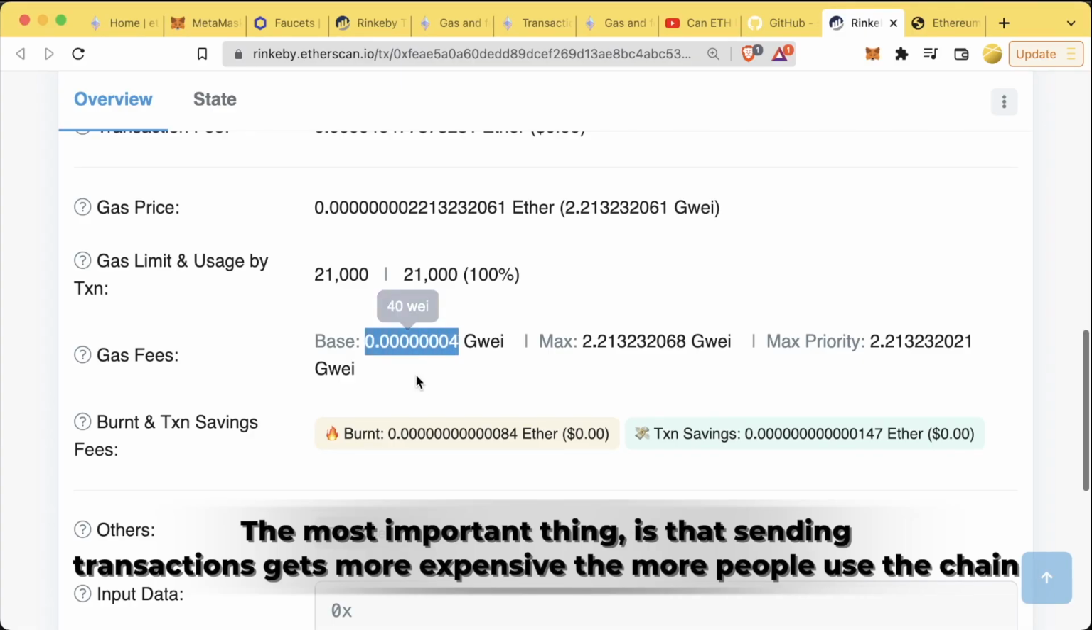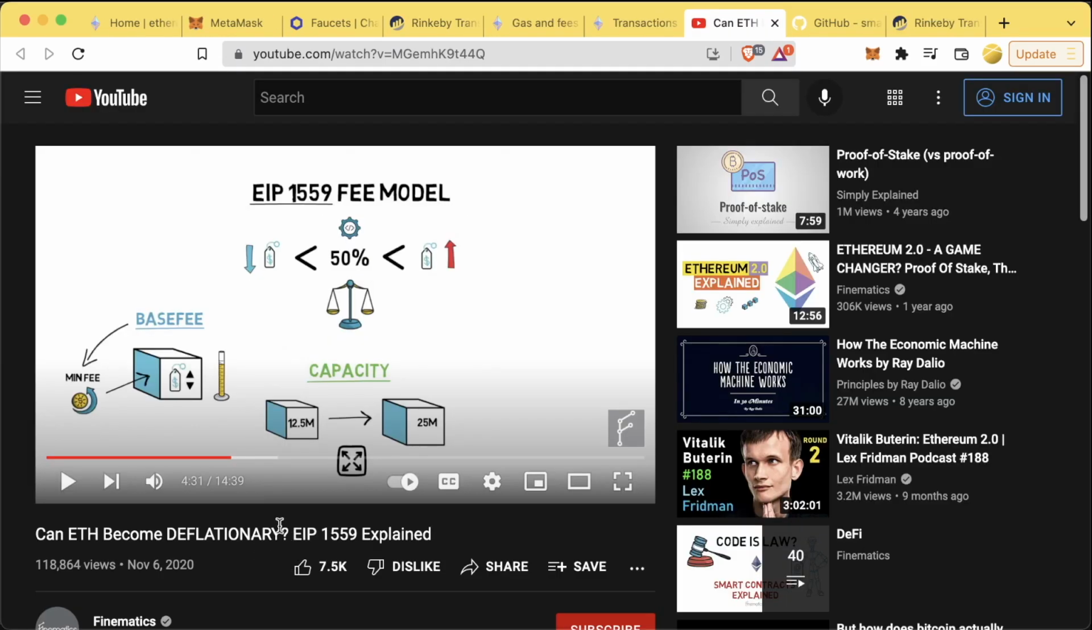If a ton of people want to be included in a block, that means a ton of gas is obviously going to get burnt. We've left a link to a video in the GitHub repository with this section from this YouTuber who does an amazing job breaking down this EIP 1559 and more about how this gas model actually works. I highly recommend you pause this video and watch that video to understand more.